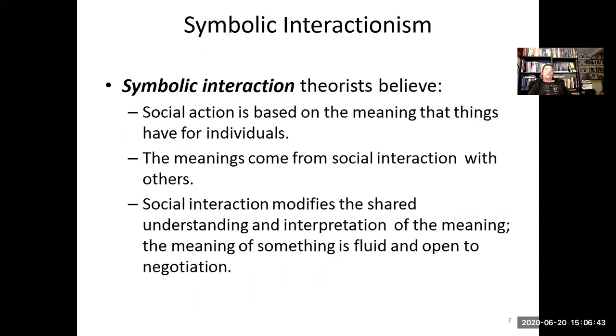I covered this in the meeting on theory, but again, symbolic interactionists believe social action is based on the meanings things have. And you learn the meanings of things, this could be physical things or behaviors, from interaction with others. These meanings are not fixed. They can vary between groups over the course of time. They're our thing. We create them. We determine what things mean.